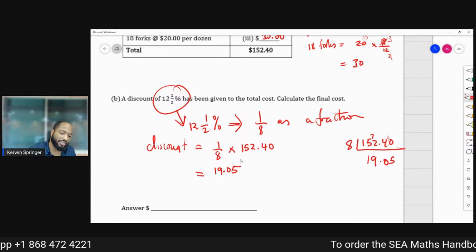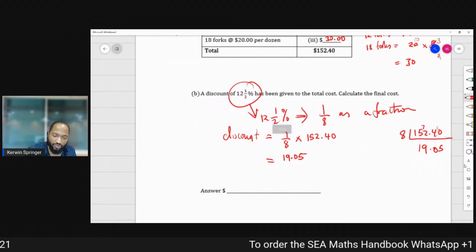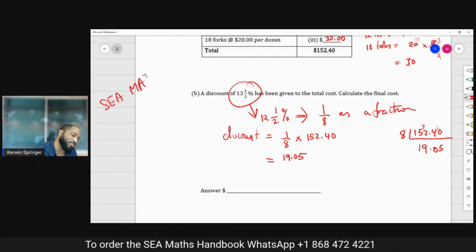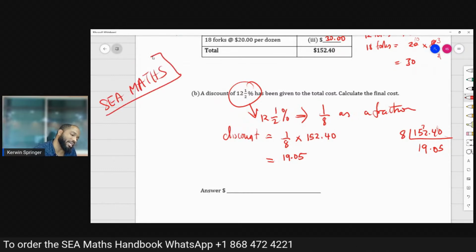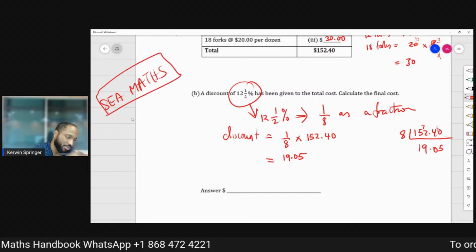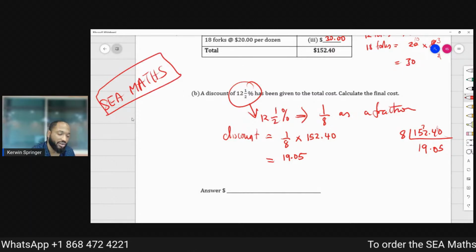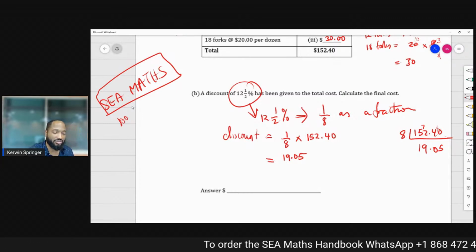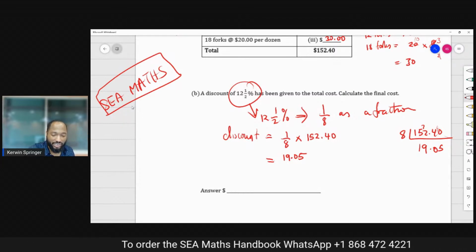Y'all get that? So how prepared are you for SEA Maths? If you get an SEA Maths exam on Monday, how prepared are you? Let's rate it out of 100%. What percentage you feel you're clocking in SEA Maths right now?